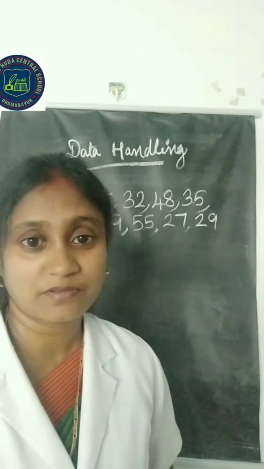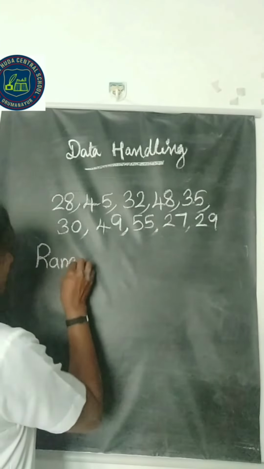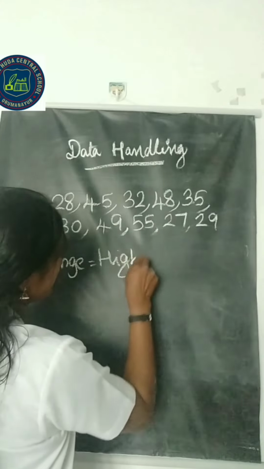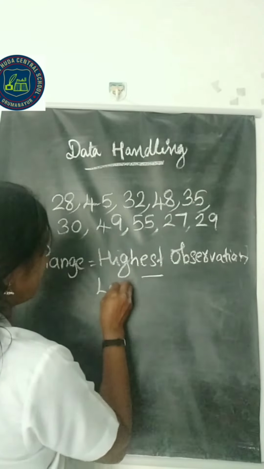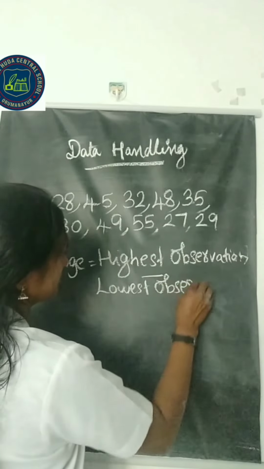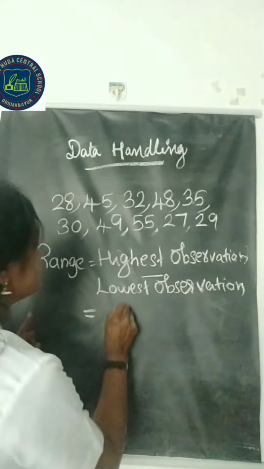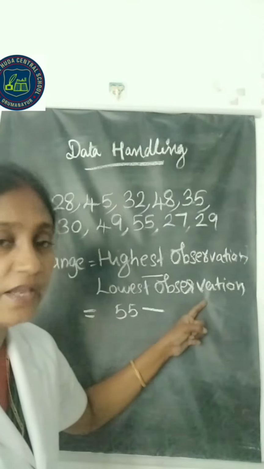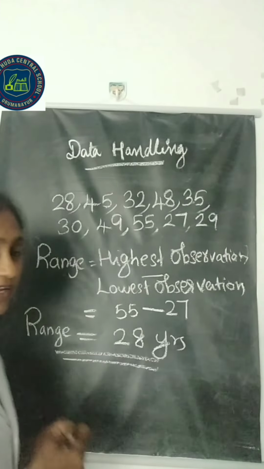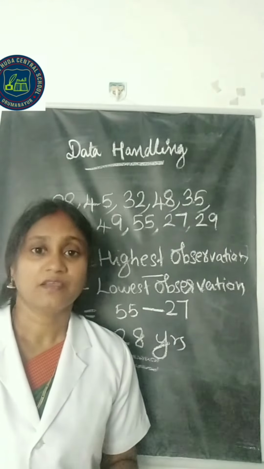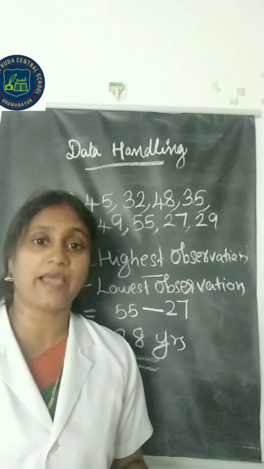We know that range equals highest observation minus lowest observation. Here the highest observation is 55. So 55 minus the lowest observation, which is 27. So 55 minus 27 equals 28. So what is the formula for finding the range of given observations? It is highest observation minus lowest observation. It is the difference between the highest observation and the lowest observation.